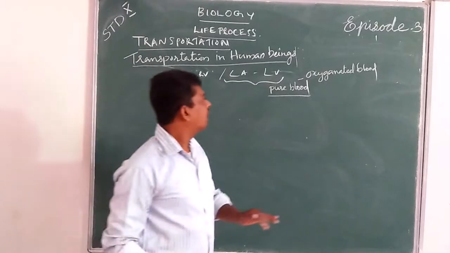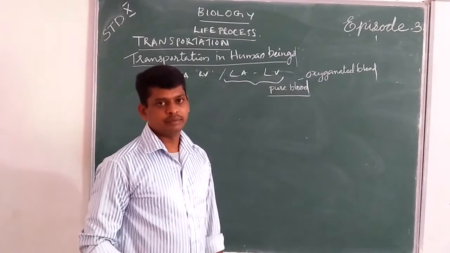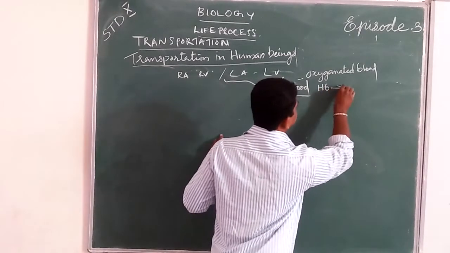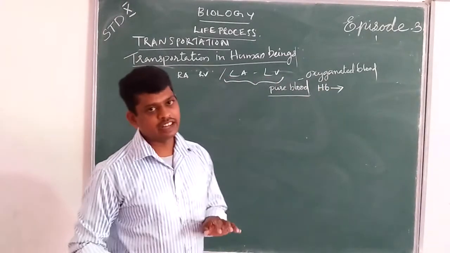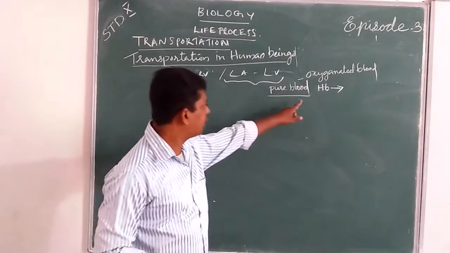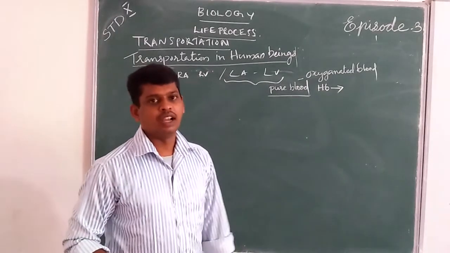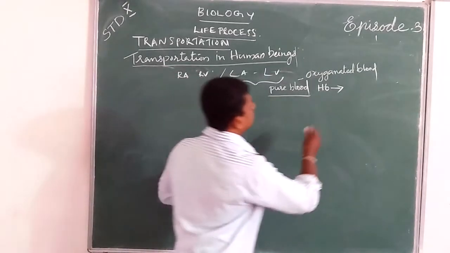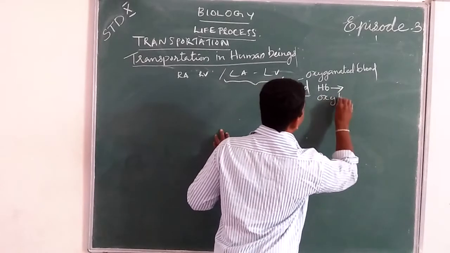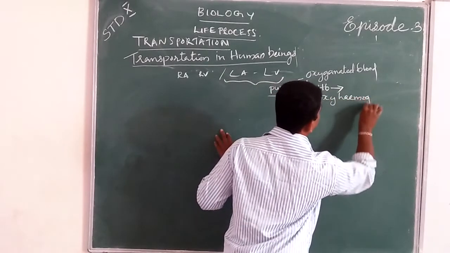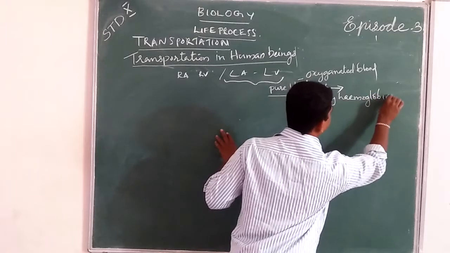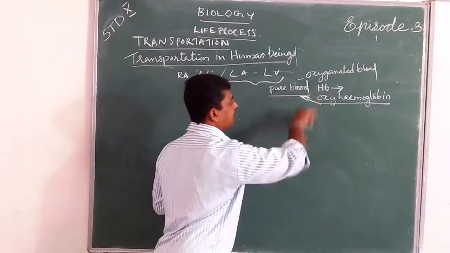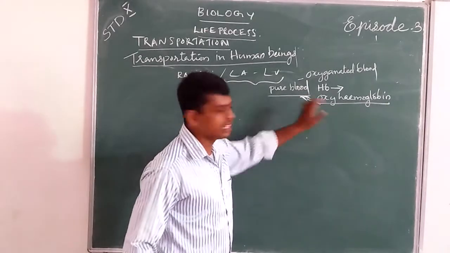That means this blood contains hemoglobin, which interacts strongly with oxygen. When hemoglobin joins to oxygen, that means absorbing the oxygen, it is known as oxyhemoglobin. That oxyhemoglobin is the pure blood. That means blood containing oxygen.